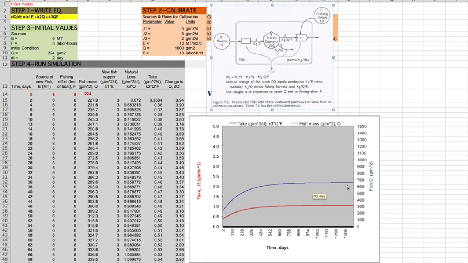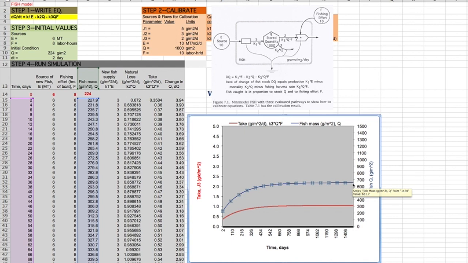If we look at our graph, we can see that yes, our fish mass has gone from 1,300 grams down to about 650 grams. It's been cut in half because the supply was cut in half. And our take now is just above 1 gram, whereas before it was at 2 grams.